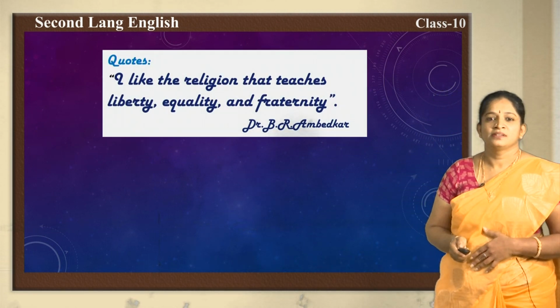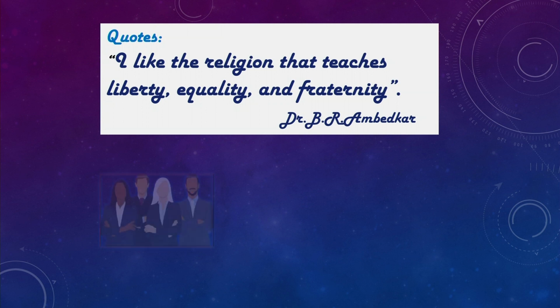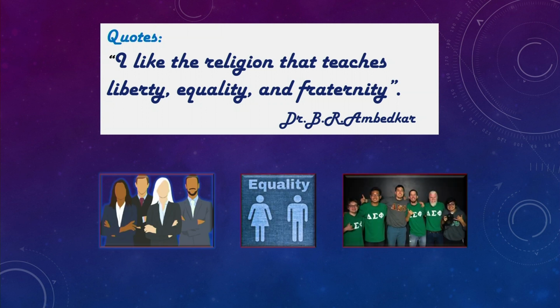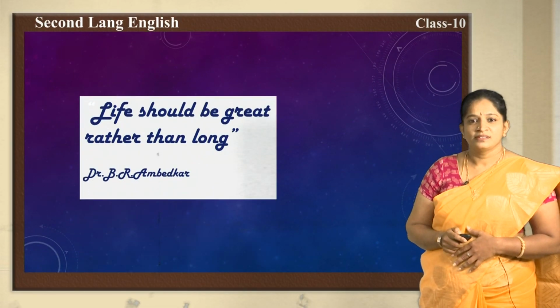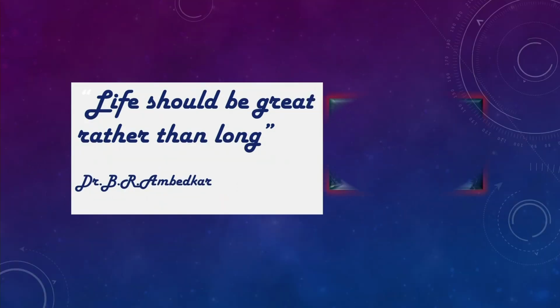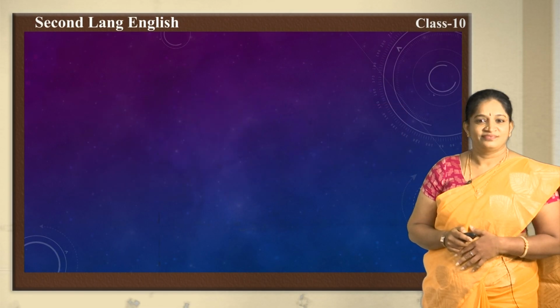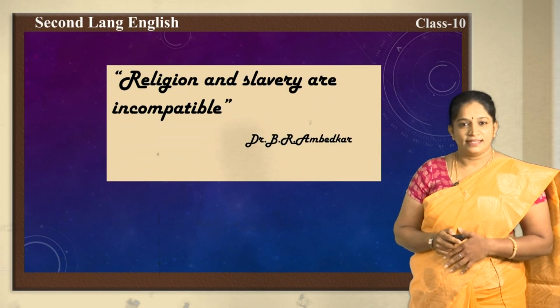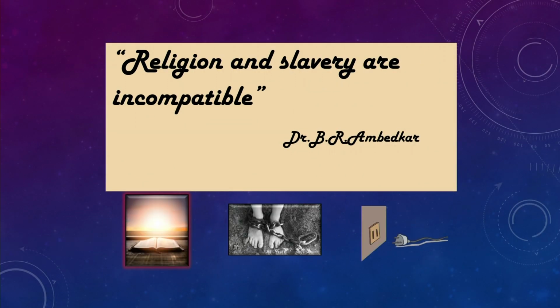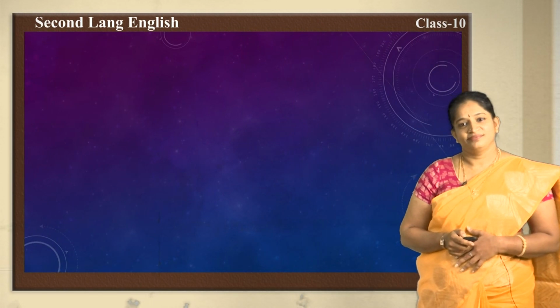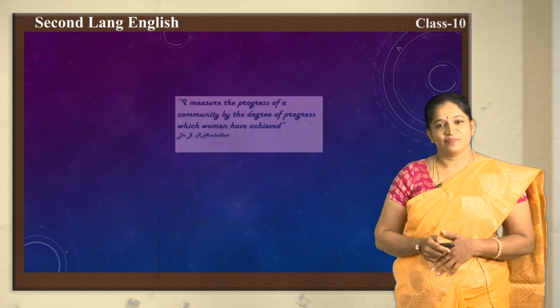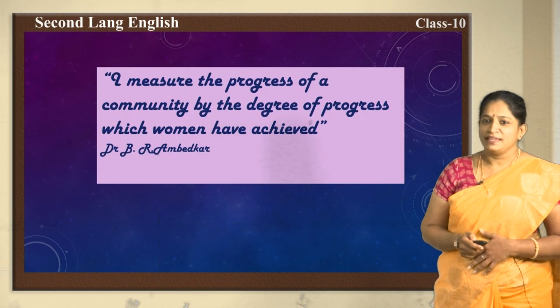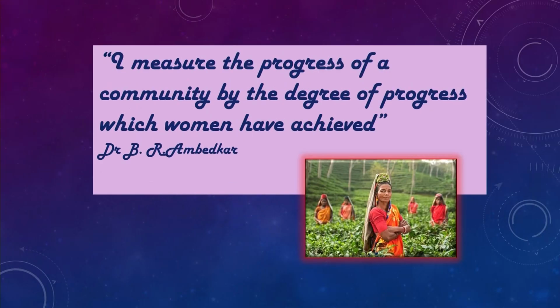Here is the first quote. I like the religion that teaches liberty, equality and fraternity. And the second quote. Life should be great rather than long. And the third quote is like this. Religion and slavery are incompatible. A great man is different from an eminent one in that he is ready to be the servant of the society. I measure the progress of a community by the degree of progress which women have achieved.